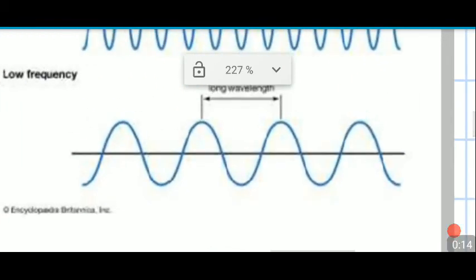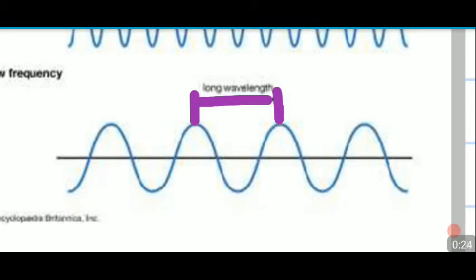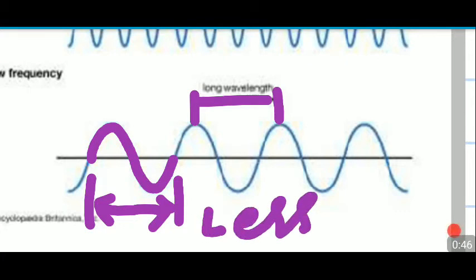Here we shall consider two waveforms. In the first waveform, the wavelength is more, the length of the wave is more. That is why the frequency is less, or the number of cycles occurring is less for the given period of time. Let us consider this is the period of time. For the given period of time, the number of cycles that occur is less. So as wavelength increases, frequency decreases.